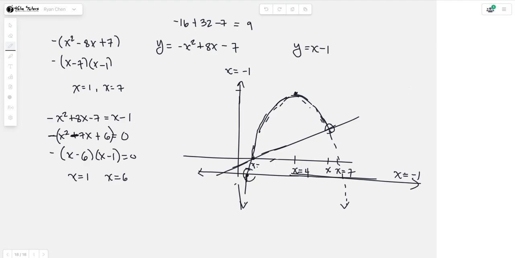Wait, what? Sorry. Are you sure this is cylindrical shells? Yeah, it says find the volume of the solid generated by the region bounded by y equals negative x squared plus 8x minus 7 and y equals x minus 1, revolved around the line x equals negative 1. Yeah, but I'm saying you could use the washer method, right? Yeah, that's what I'm saying.